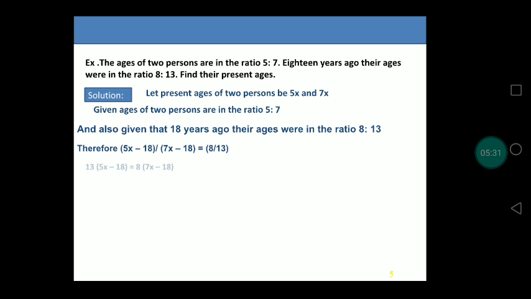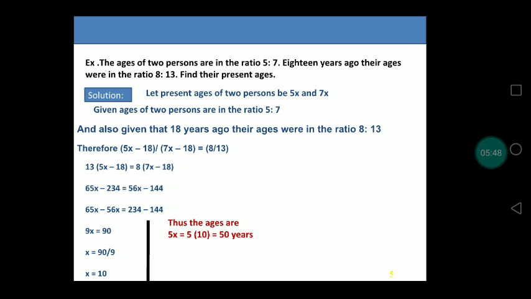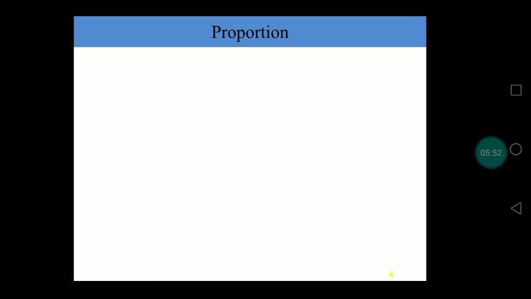Now next step, we solve this in this way. You can easily find the value of x. What is the value of x? 10. Now this 10 we multiply with 5x and 7x. Easily find, 5 into 10 how much? 50, and 7 into 10, that is 70.